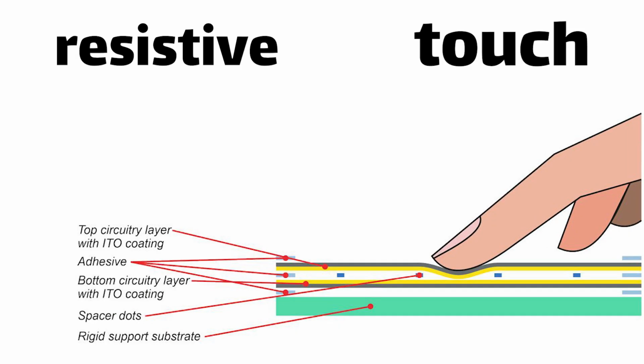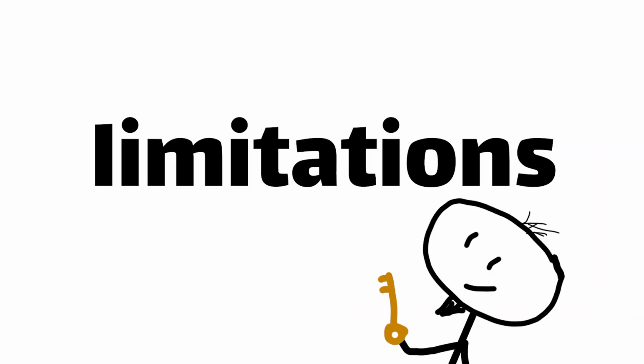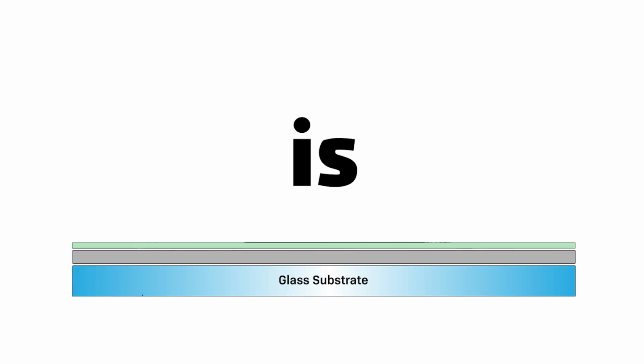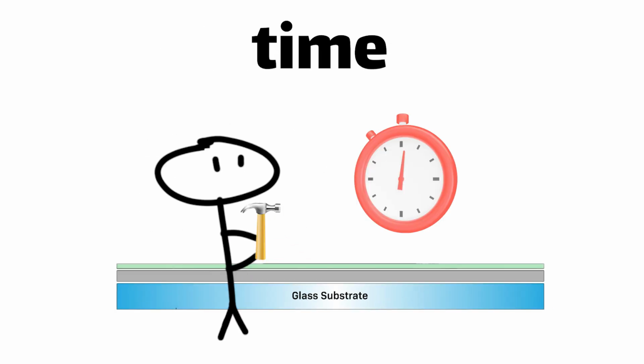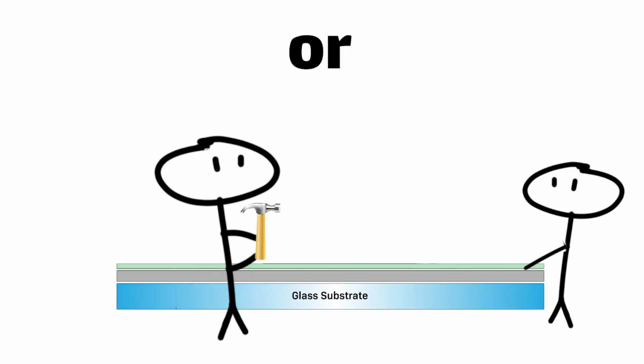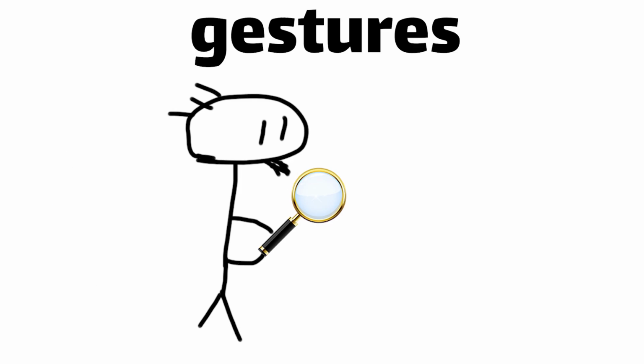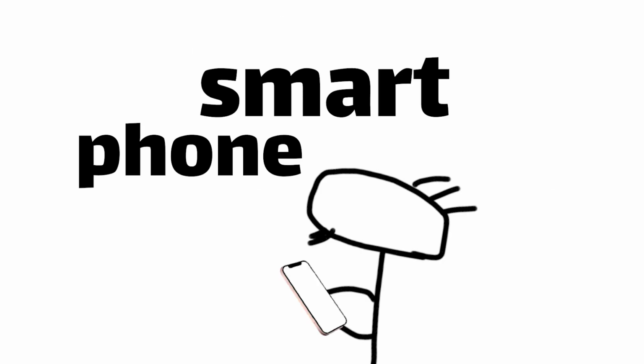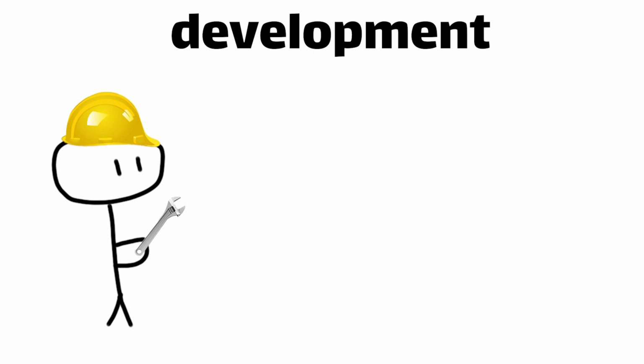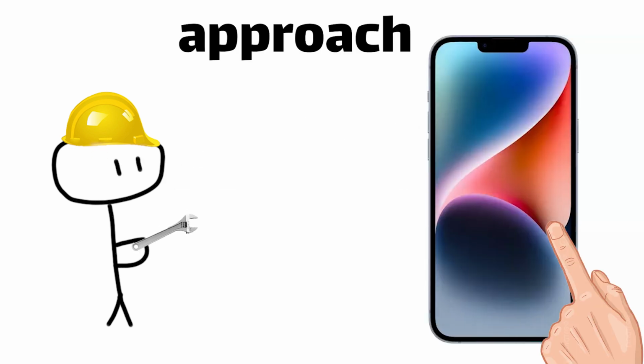However, resistive touch does have some key limitations. The flexible top layer is vulnerable to damage and wear over time from constant pressing with a finger or a stylus. It's also not good for reliably detecting multi-touch inputs like the pinch and zoom gestures we're accustomed to on smartphones. This shortcoming led to the development of an entirely new touch approach.